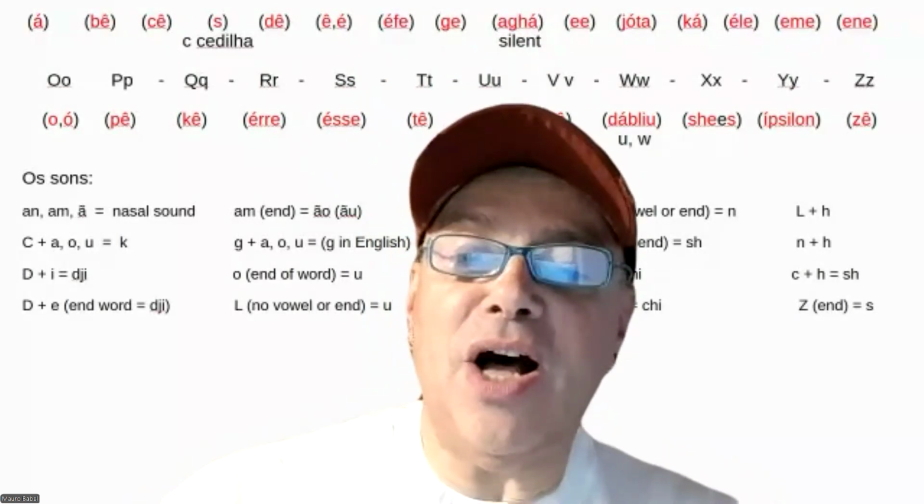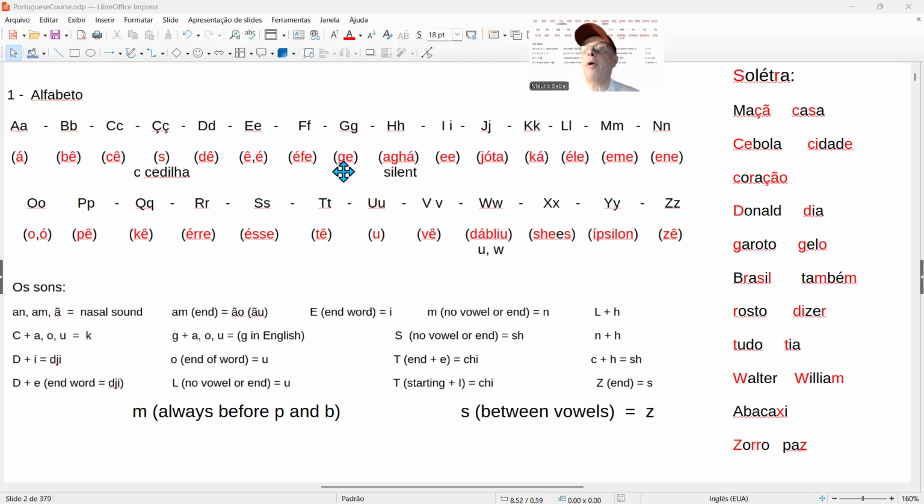Let's move on. Now that you've already practiced everything by yourself, let's do it together one more time, right? So, let's spell each and every letter here together.